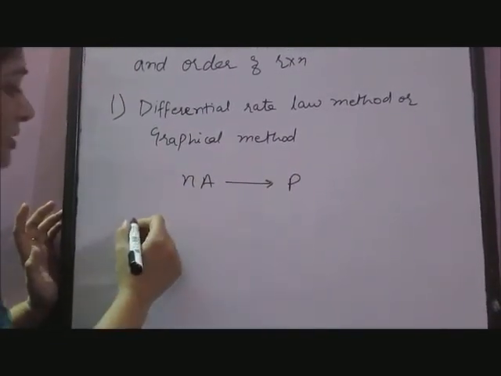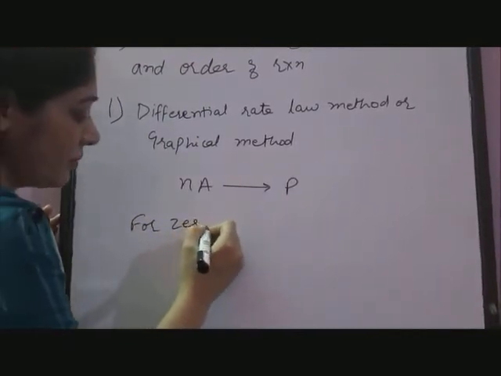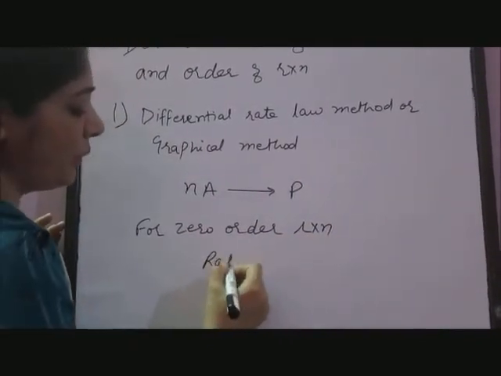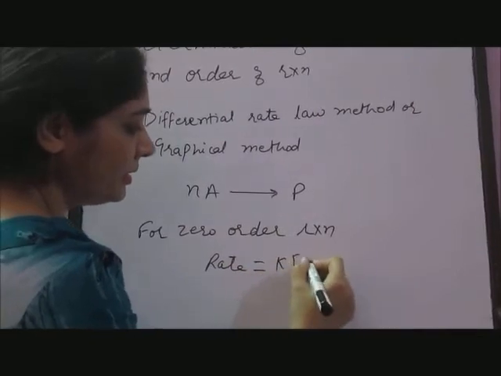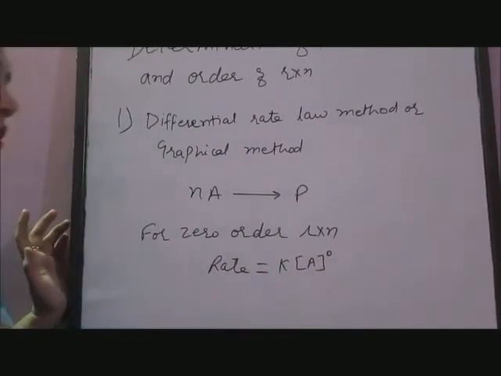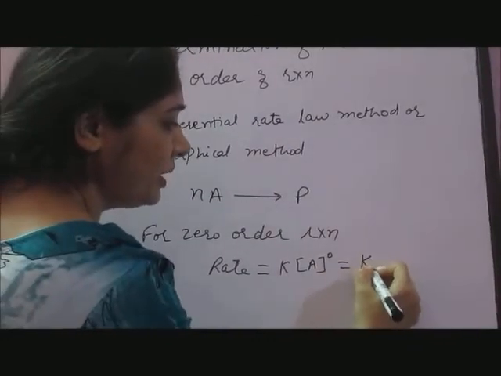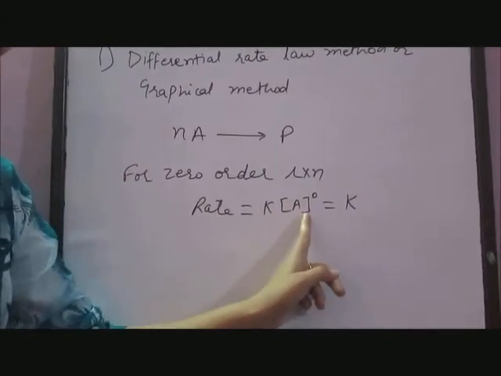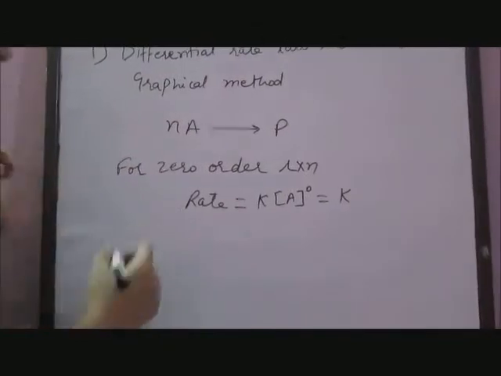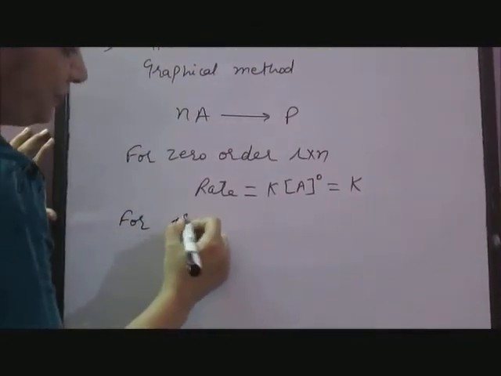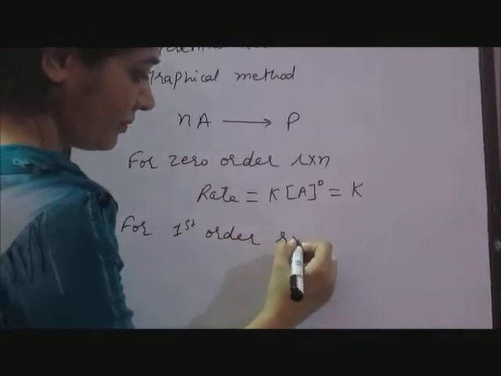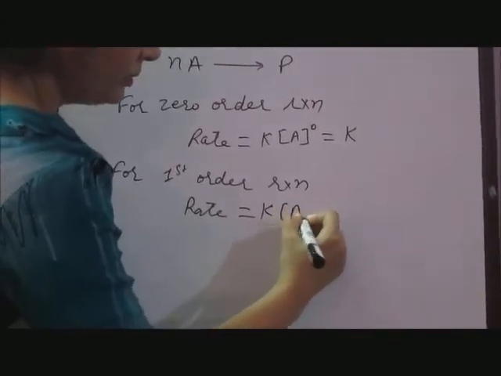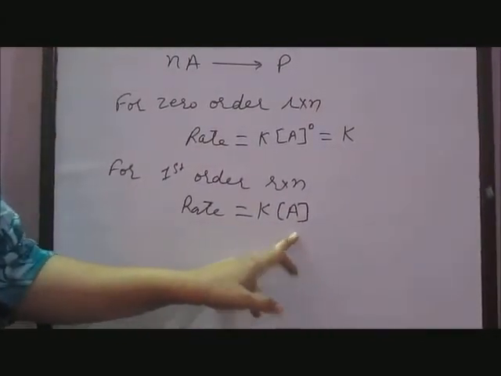As you know that for zero order reaction, rate is equal to K[A]^0, which is equal to K. It means for zero order reaction, rate is independent of the concentration of reactant A. For first order reaction, rate is equal to K into concentration of reactant A.